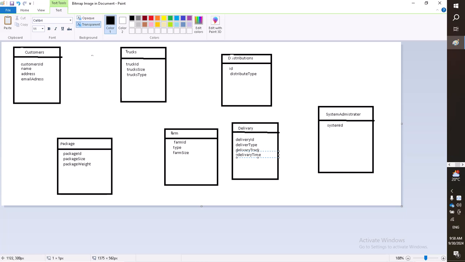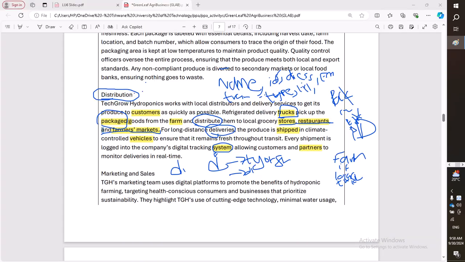Okay, and then the system, they monitor how they will. Okay, fine. And then what else? The system track, the track system. Then the system track. It says log into the company digital system. Okay, this is all I get. And what else? Local distributions and delivery services. Okay.